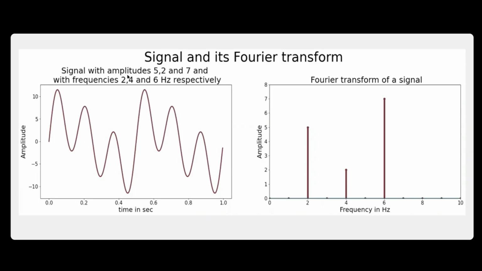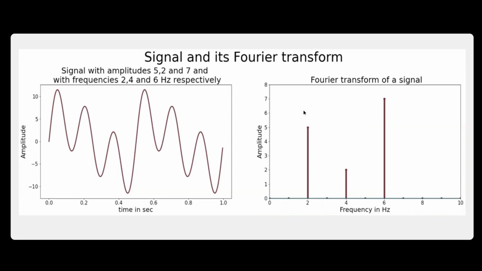Now, consider this signal. This signal has amplitudes 5, 2, and 7, and frequencies 2, 4, and 6. So this signal is a multiplexed signal. It has 3 components. It basically has 3 sine waves whose frequencies are 2, 4, and 6, and their respective amplitudes are 5, 2, and 7. Now, if we calculate the Fourier transform of the signal, we will get exactly this representation.